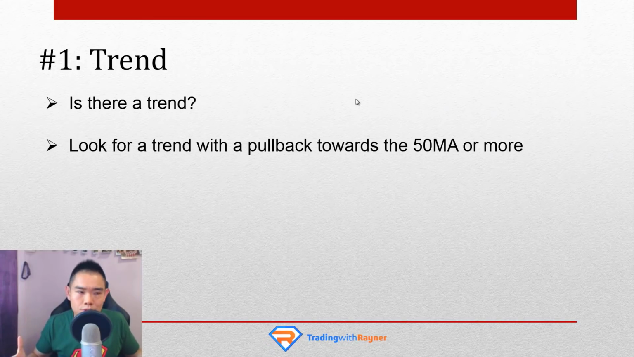Here's the thing, when you trade pullback, you must have an existing trend. You can't trade a pullback in a range market. It doesn't even make sense, okay? So is there a trend? That's the first question you want to ask yourself.